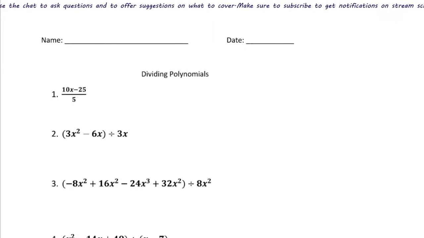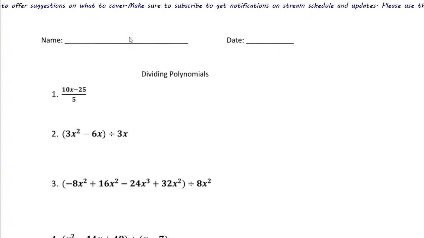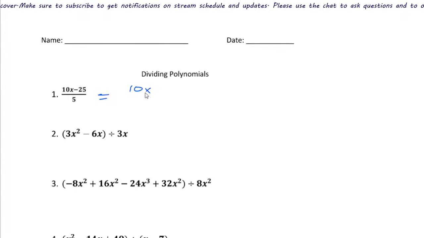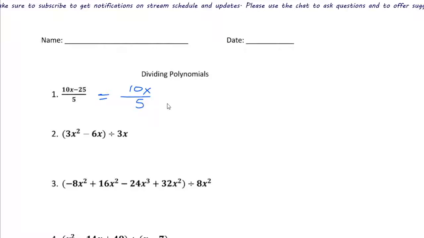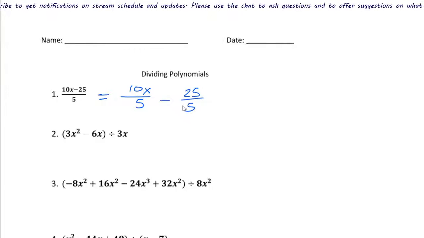Alright, so for the first one, with dividing polynomials, we can actually separate this as if we were dividing a fraction. So I'm just going to rewrite that real quick so you can have 10x divided by 5 minus 25 divided by 5. 10 and 5 can be divided, so 10 divided by 5 is going to be 2.